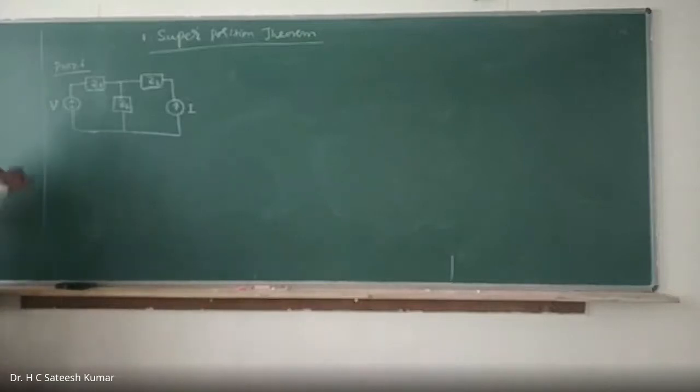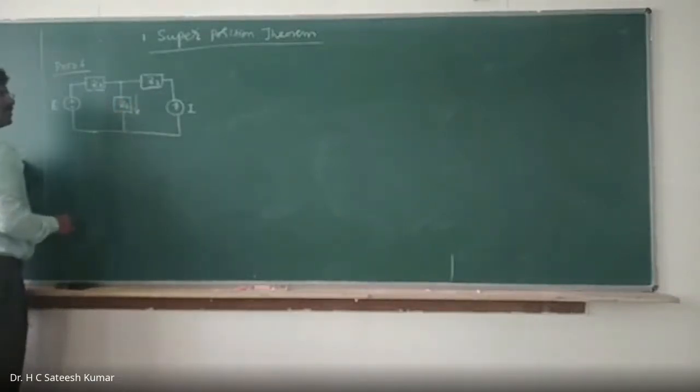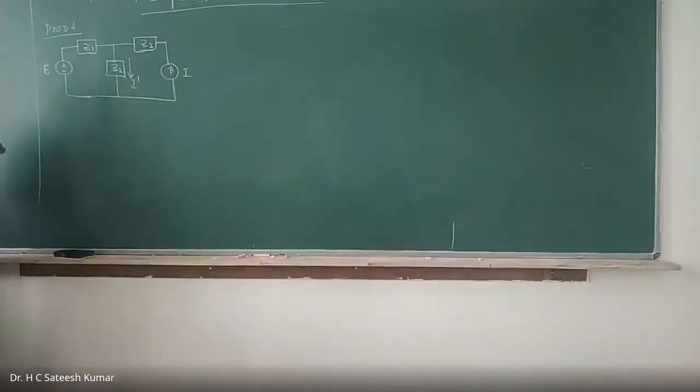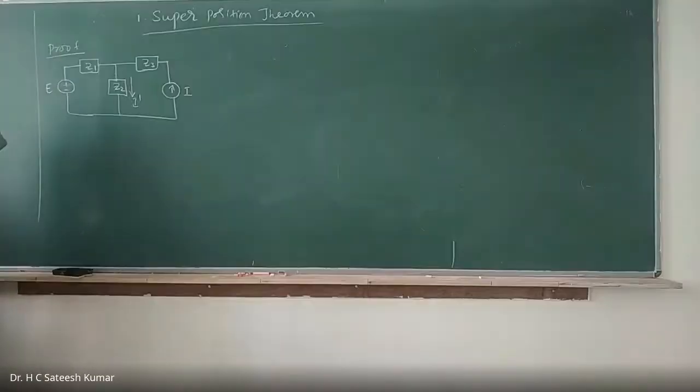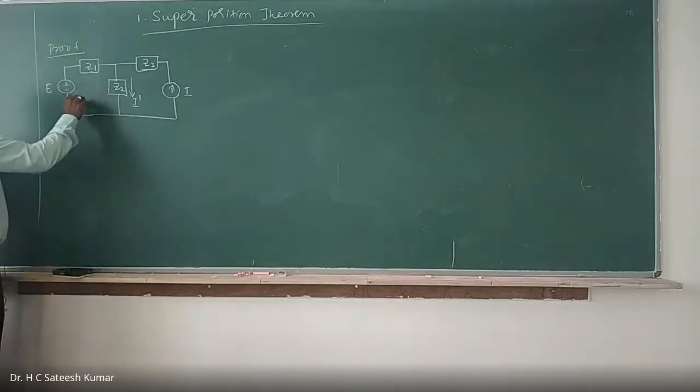V or E, E you can take it. Okay. Now you find out the current in this branch. This current I'll call it as, let us say, I dash. Now both of them are acting simultaneously. What is the current? We shall calculate it. First you calculate this one. So how will you calculate this?